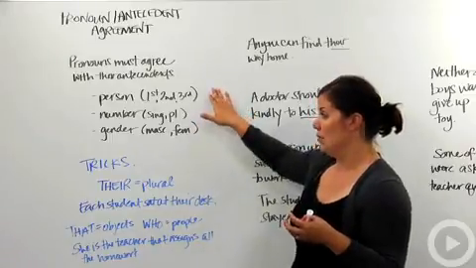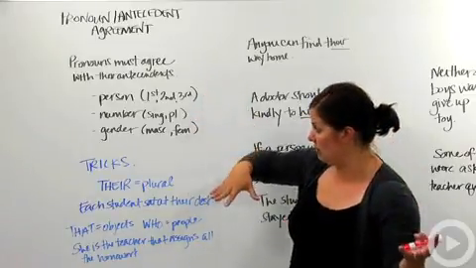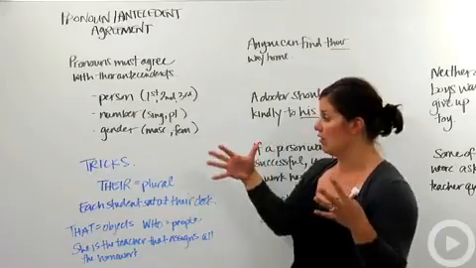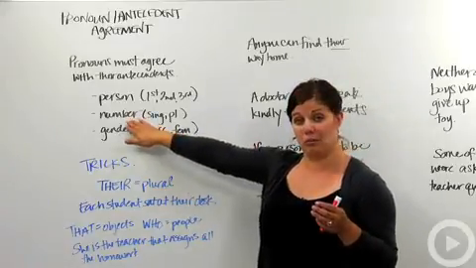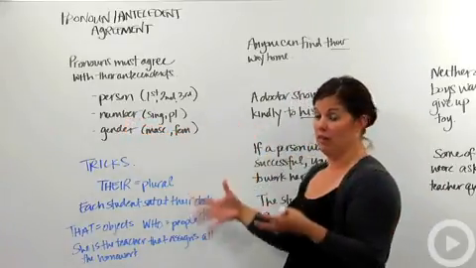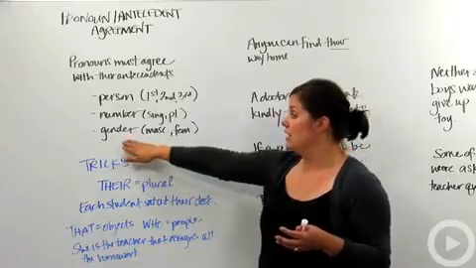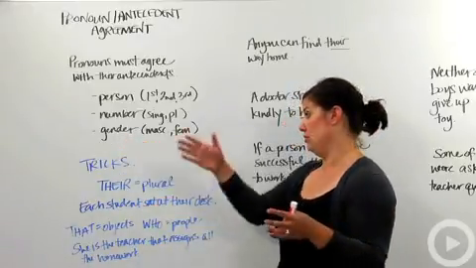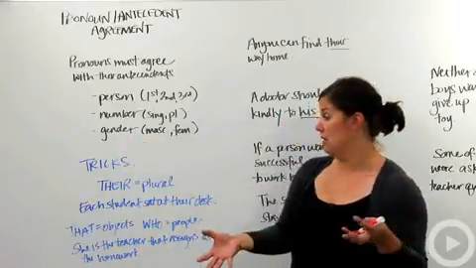They have to agree in person, so they either have to all be first person or all be second person, etc. They have to agree in number. So they all have to be plural or they all have to be singular. And then they need to also agree in gender. Both need to be masculine or both need to be feminine.